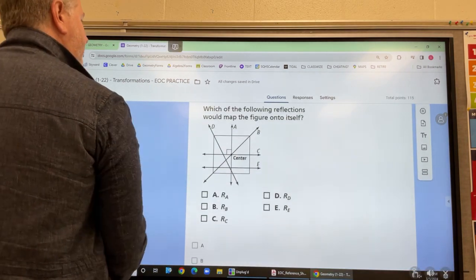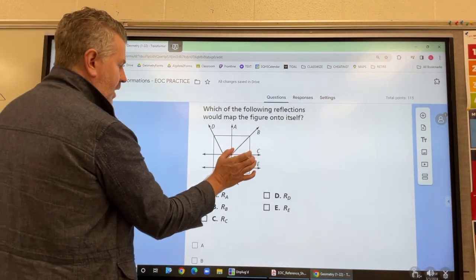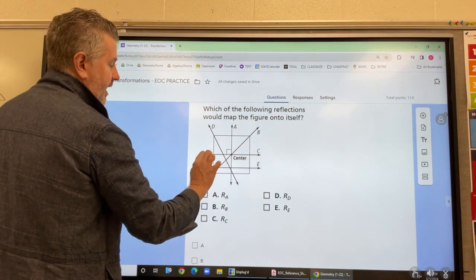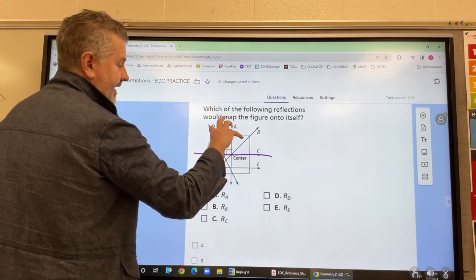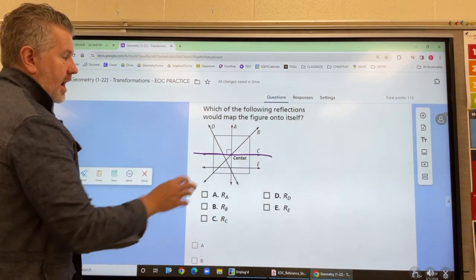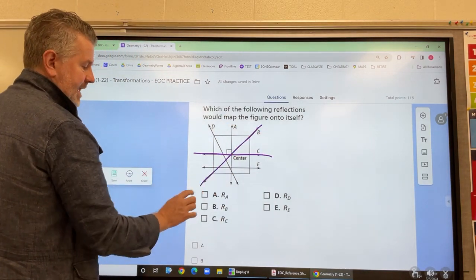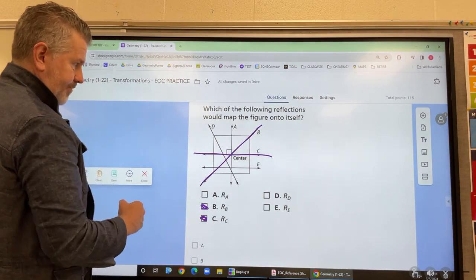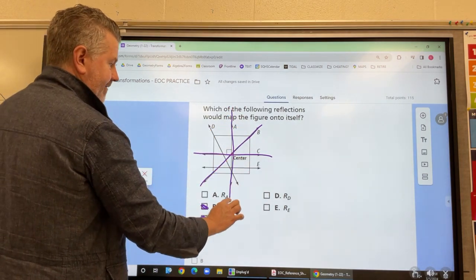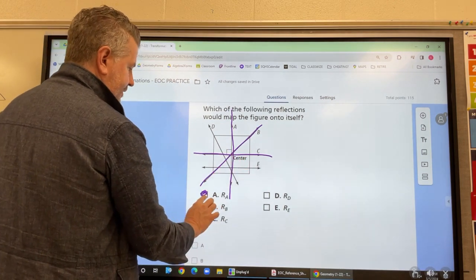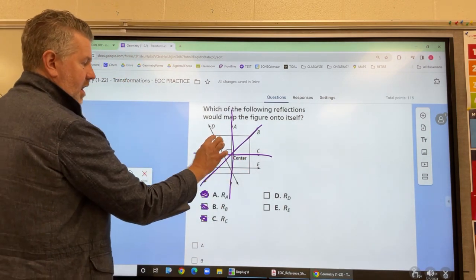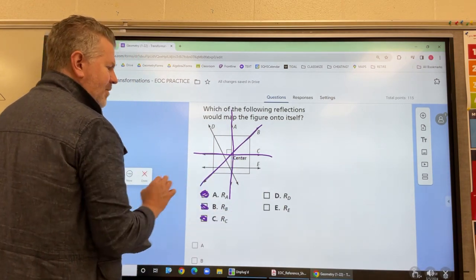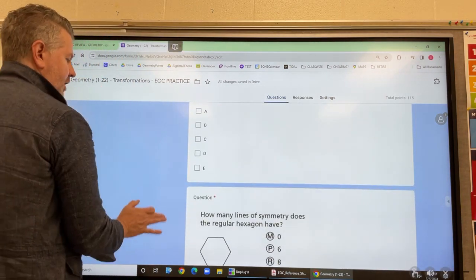All right, so which of the following reflections would match it? So we're going to reflect it across C. You can see that a reflection across C would be the exact same square. A reflection around B would be the exact same square. And a reflection around A, the vertical, would be the exact same square. D would not be the same thing if we rotated around there. And E would not be the same thing. So we're looking for the same figure.